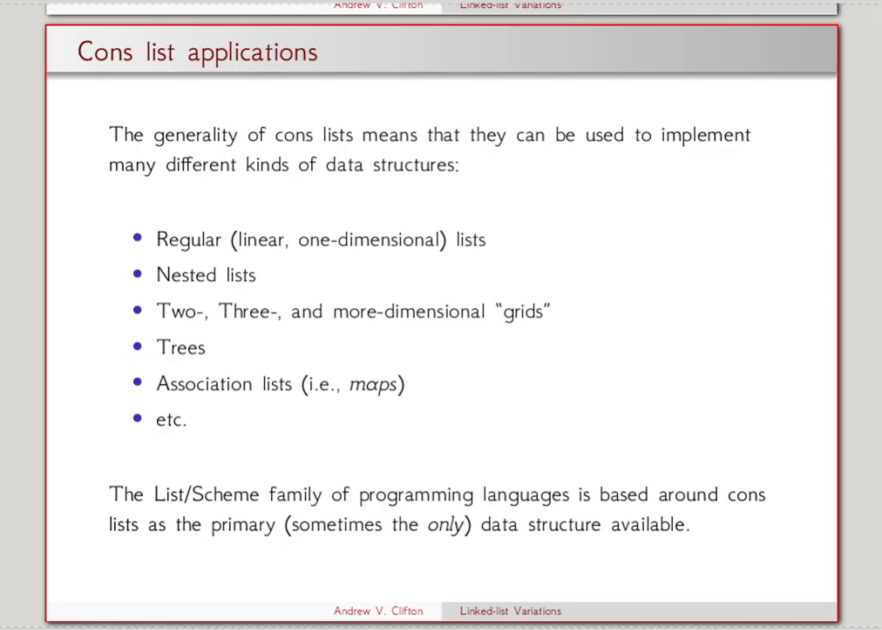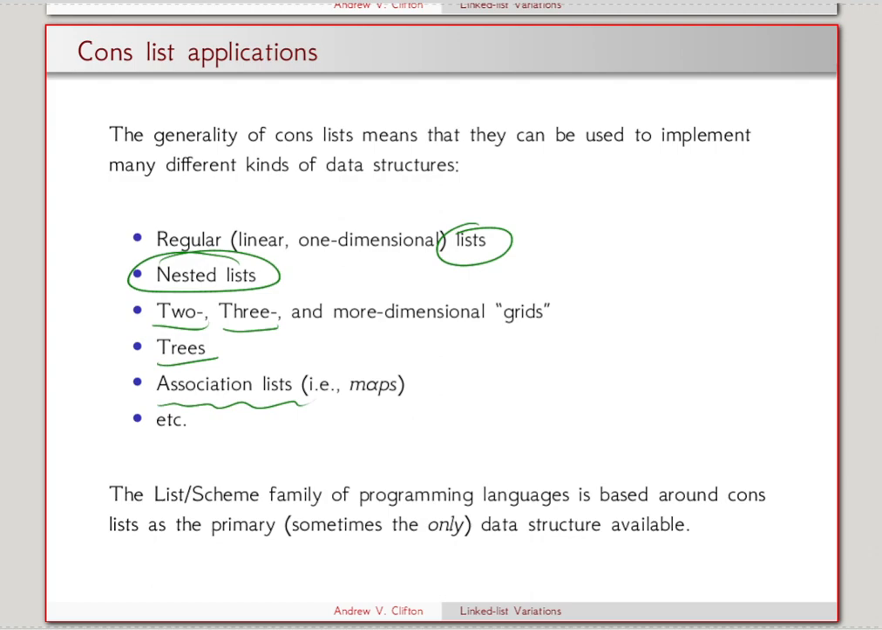Cons lists have a lot of generality because you can nest them wherever you want, so you can use them to implement a lot of different things. You can just do regular one-dimensional lists. You can do nested lists like I showed you. If you make those nested lists regular, you can do two or three-dimensional matrix kinds of things. You can do trees. You can do what are called, in the lingo, association lists.